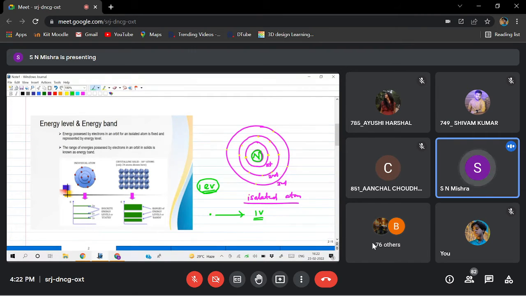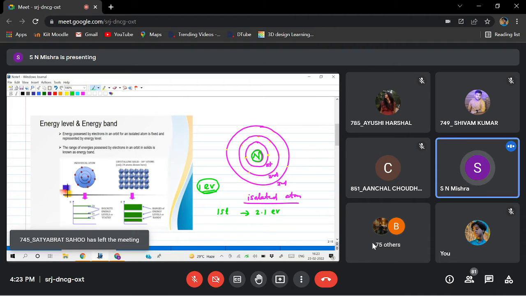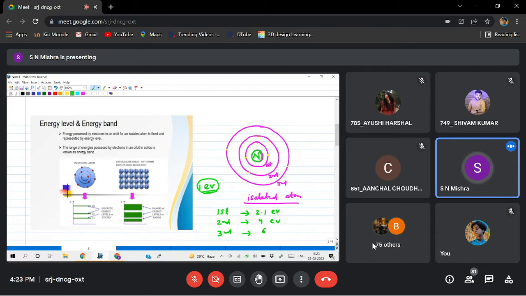So if I take the first orbital energy, or the energy possessed by the electrons in the first orbit, just for your understanding, I'm taking an arbitrary number, it is not practically sound. Let us take this as 2.1 electron volt. The electrons present in the first orbit have energy 2.1 electron volt. The second orbit must be higher than this one, because whenever energy is consumed by these electrons, they move to a higher state. So let us take that as 4 electron volt, and the third orbit energy, let us take 6 electron volt. This is just an arbitrary number I am taking. Okay.